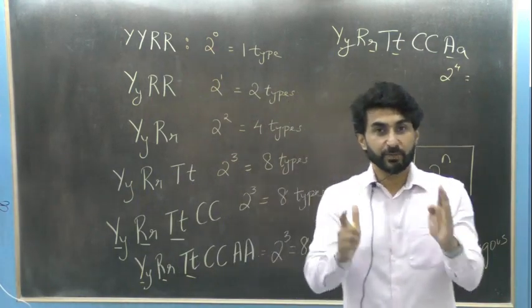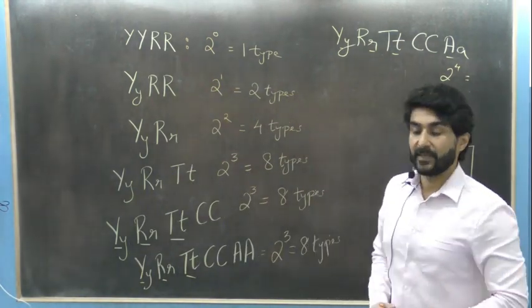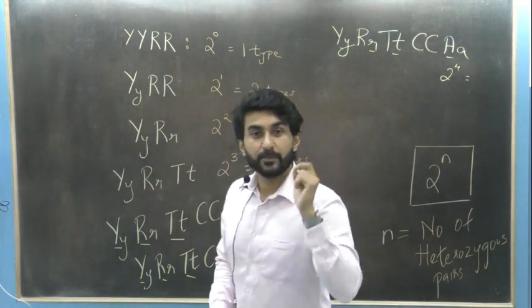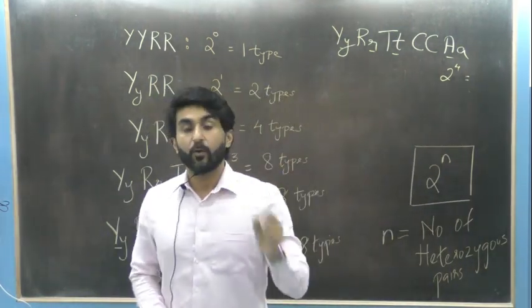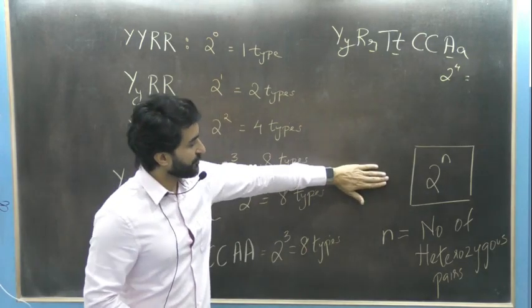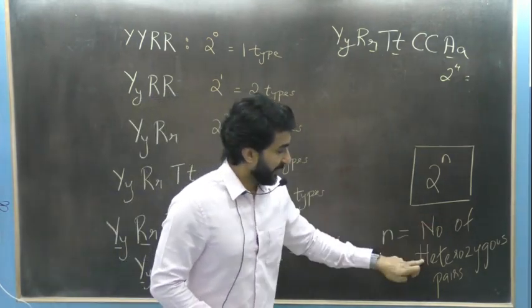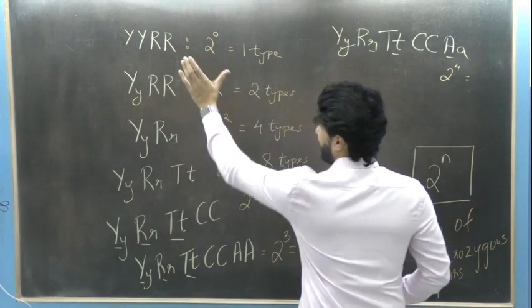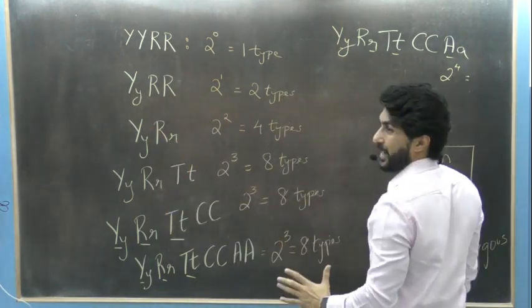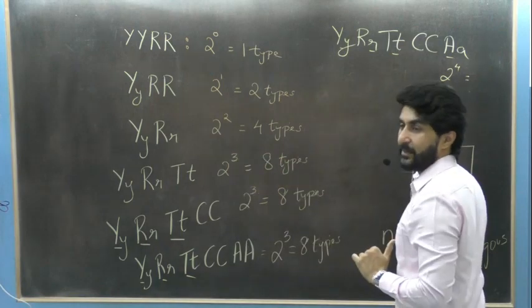If they give you the genotype of a plant, and they tell you to find out the type of gametes produced by that plant, what you're supposed to do is use this formula: 2 raised to n, where n is the number of heterozygous pairs. Just check the genotype and find out how many heterozygous pairs there are.